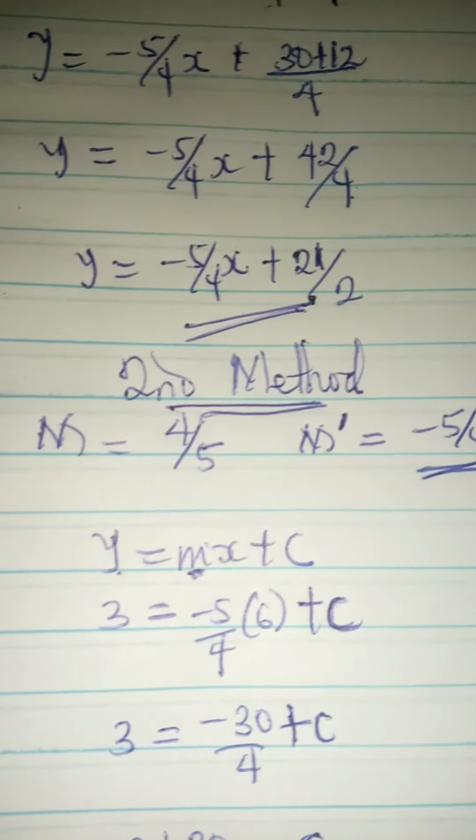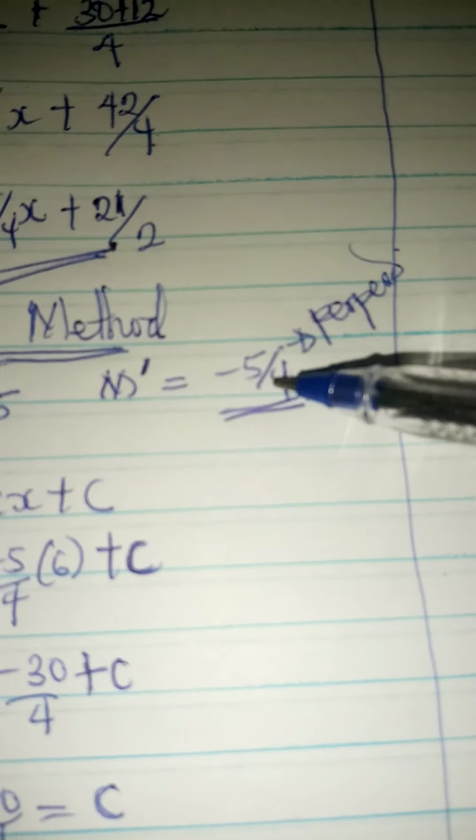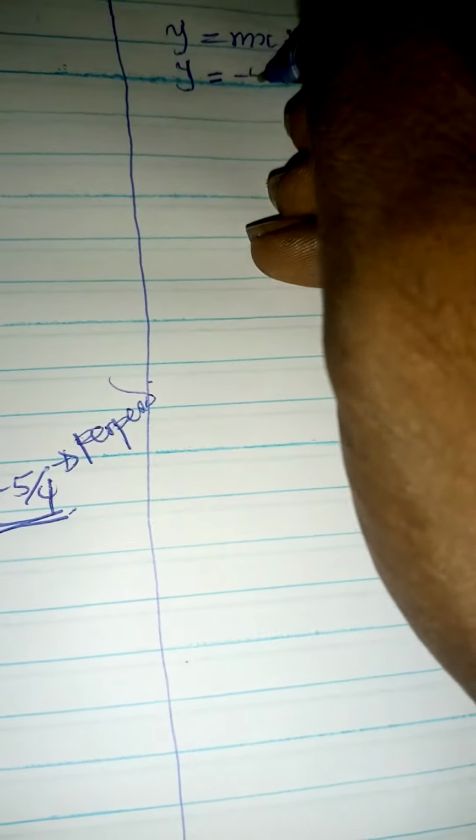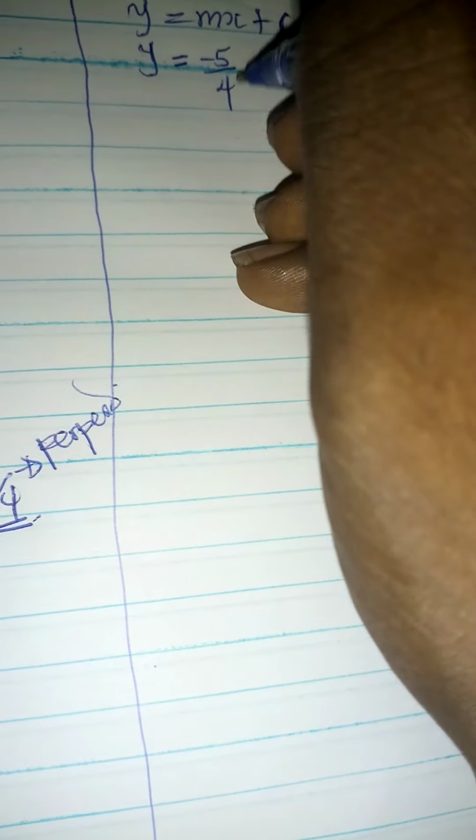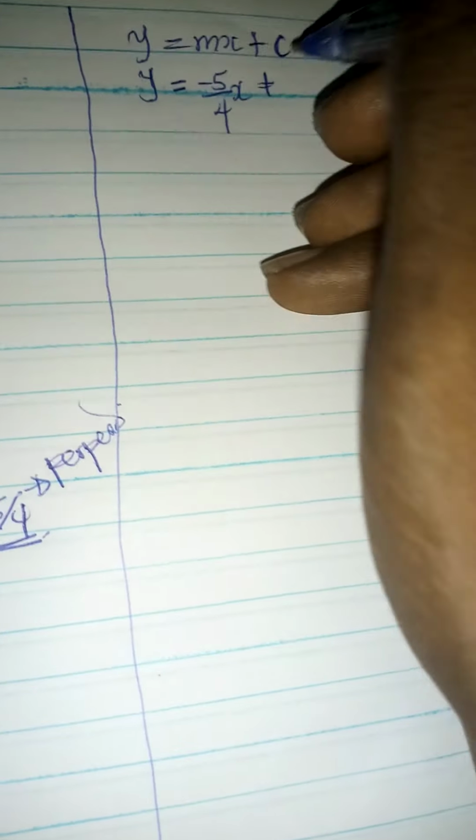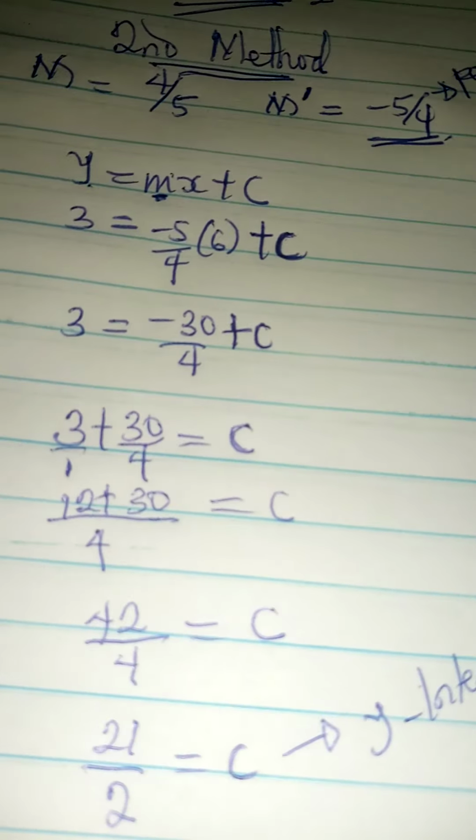So what is our y? Y. Then what is our m? Our m is the slope. So what is the slope here? Remember, perpendicular slope, that is minus 5 over 4x plus, what is our c? That is our y-intercept. Our c is 21 over 2. 21 over 2, and that settles it all.